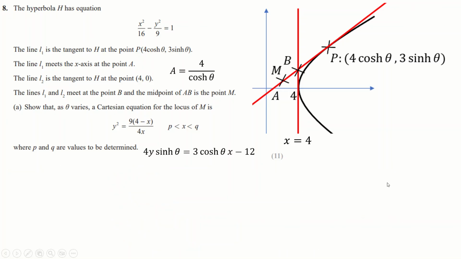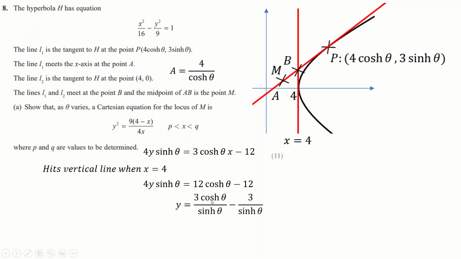theta, which is useful. We can also put in the x coordinate of 4 into this line to find where B happens. So it hits the vertical line when x equals 4. So put x equals 4 into here, we get this, and we can find y is this. So B has coordinate (4, this here).